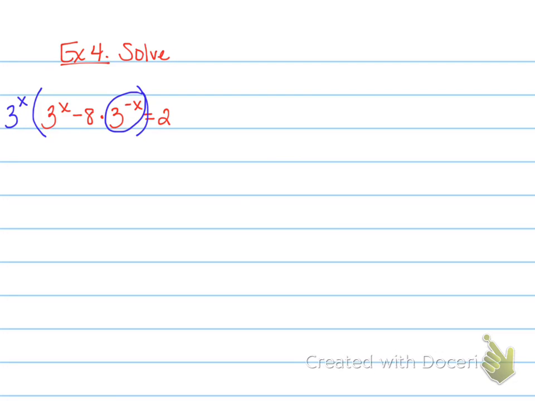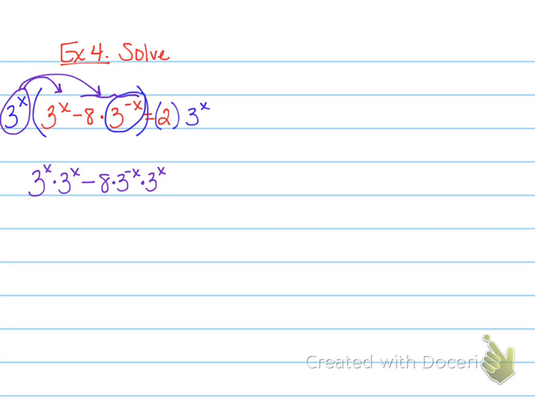We can multiply the left side by 3 to the x as long as we multiply the right side by it as well. So when we do this, we're going to distribute this 3 to the x. And so the 3 to the x is going to go to the 3 to the x. And the 3 to the x is going to go to the negative 8 times 3 to the negative x. So when I do this, remember when you multiply, you add the exponent. So I'm just going to write it out actually. So 3 to the x times 3 to the x minus 8 times 3 to the negative x times that 3 to the x that we just multiplied by equals, and I have 2 times 3 to the x.